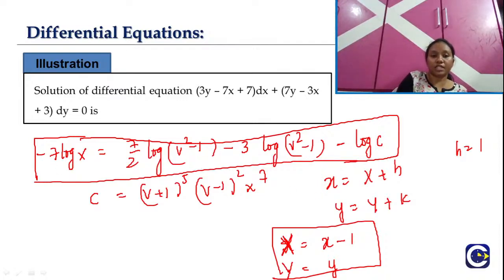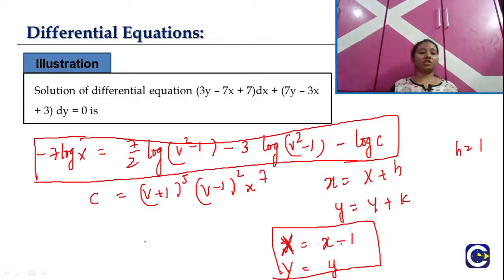So after rewriting this, you will be eliminating all these log terms. So this 3 will be coming here, and this 7 by 2 will be here. In such a way you can rearrange all the terms according to our logarithm, and at the end you can replace capital X by x minus 1 and capital Y by y.